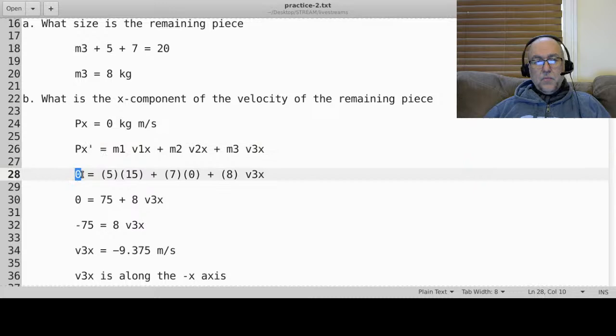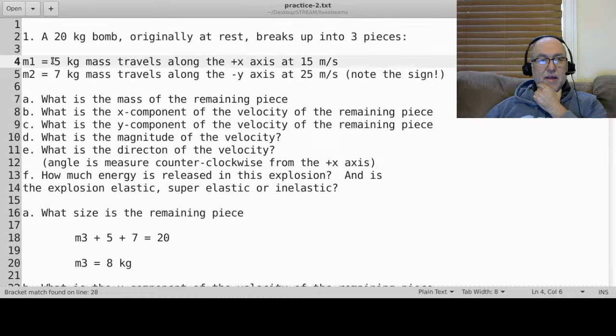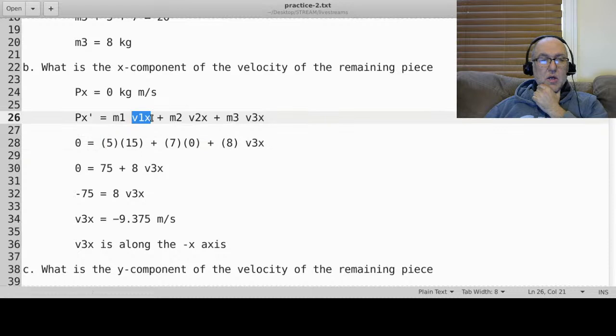M1 is 5, that's the 5 kilogram mass there, and it's traveling purely in the x direction, so its velocity is 15 meters per second in the x direction. M2 is 7, it has a velocity of 25 meters per second, but it's purely along y, so there's no x component to the velocity for M2. And that's why I have a zero there.